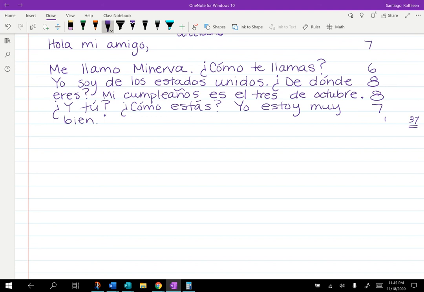Okay, so remember the word favorito. So you're going to go mi color, because that's like a word that's a cognate. Mi color favorito es, and then name a color. Es azul. Easy to spell.